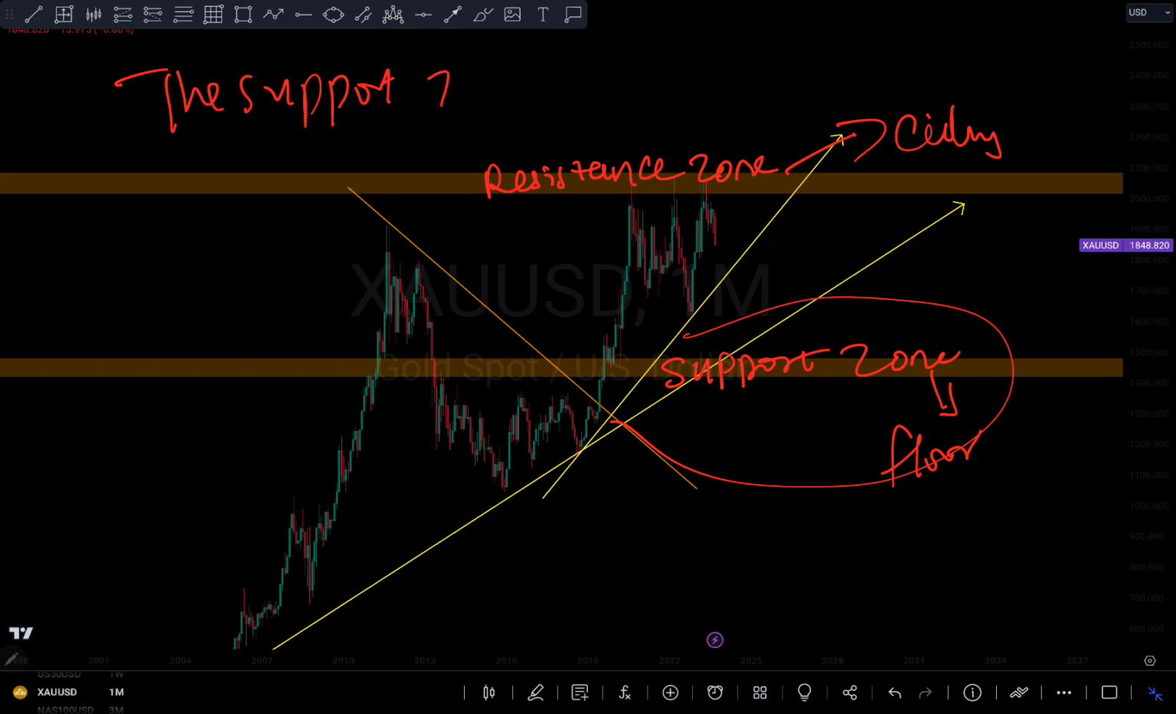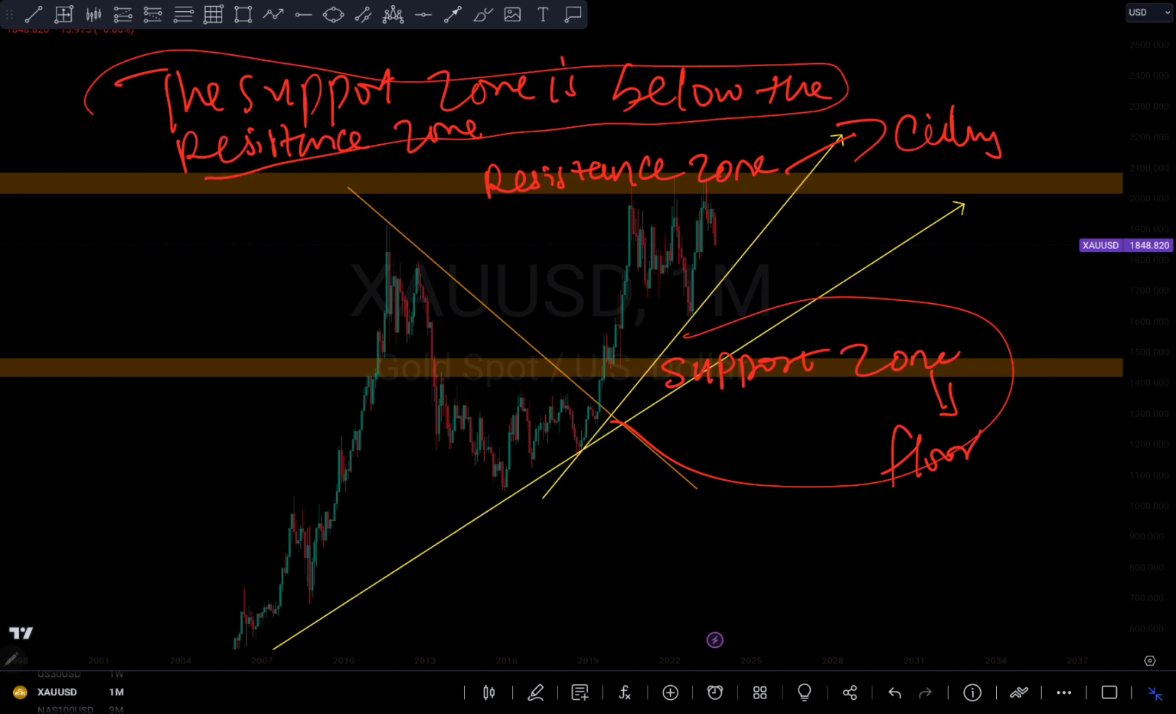Because the support zone is below the resistance zone. That is how, when I first started, I was able to differentiate which one is the support and which one is the resistance. Resistance is the ceiling, support is the floor. So that is how you know.